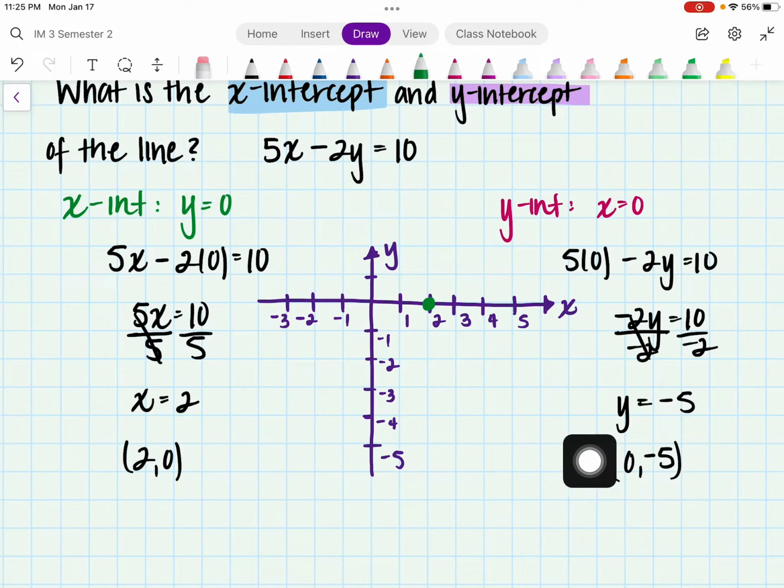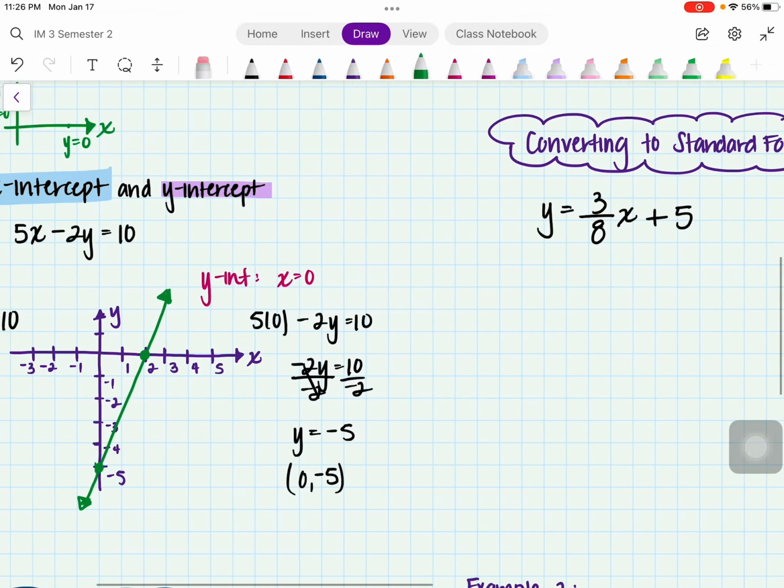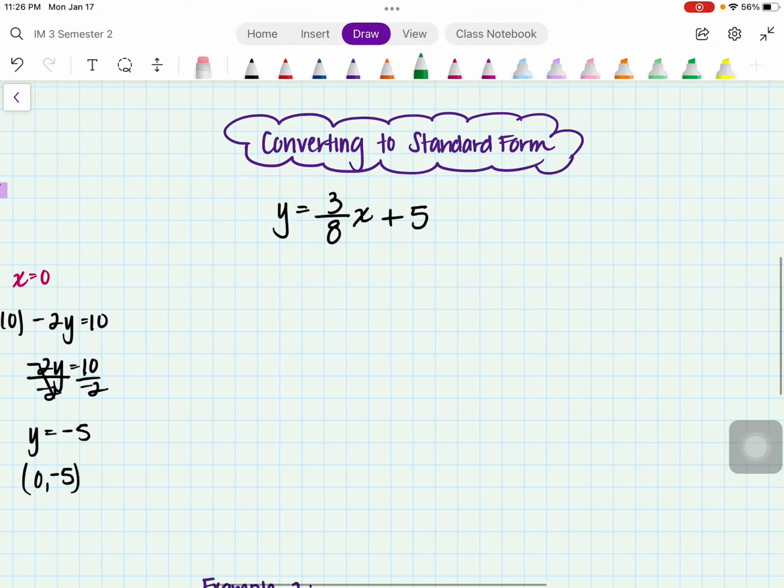Let's go ahead and plot that. The x-intercept is at the point (2, 0), which is here. Our y-intercept is at (0, negative 5) here. All we have to do is connect the line, and that's our graph. So that's what we're looking at.